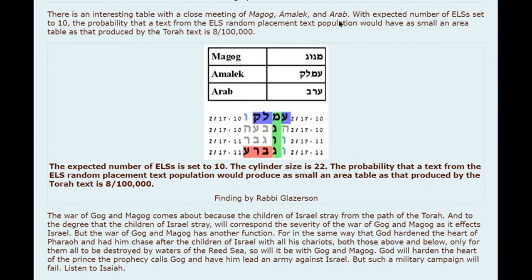A smaller area table as predicted by the Torah text is 8 in 1,000. It's unbelievable. So you have your Magog and Amalek and Arabs. Those are really the main powers against Israel. So this is what I found.